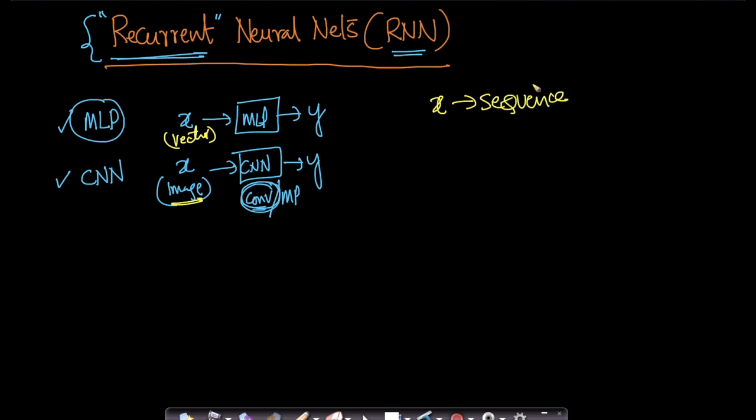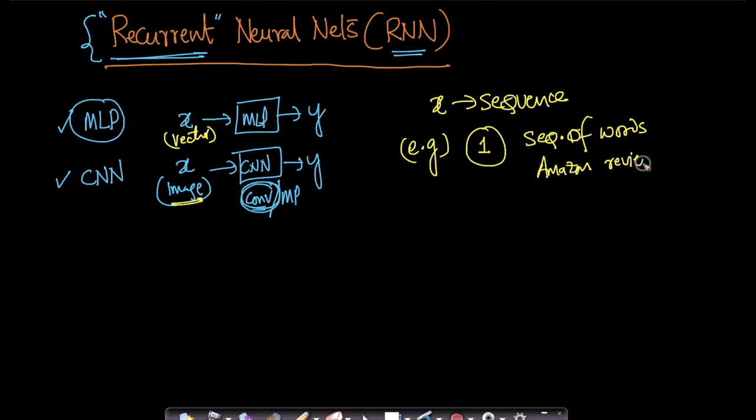Now you might wonder, where do I see sequences? Let's take a bunch of examples, right? The first one would be, what if your X is a sequence of words? We have been seeing Amazon food reviews as a running example throughout this course. So you're given a review and you have to predict whether the review is positive or negative, right? Now, what do you get as input there? You get a bunch of words, right? You get, let's say, word 1 followed by word 2, followed by word 3. You get a sequence of words, right?